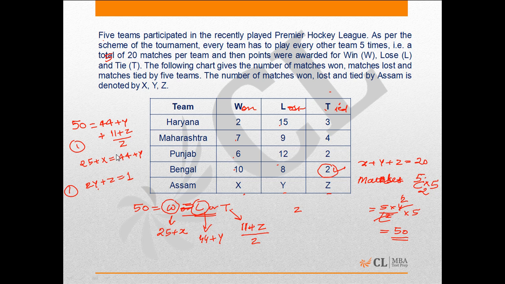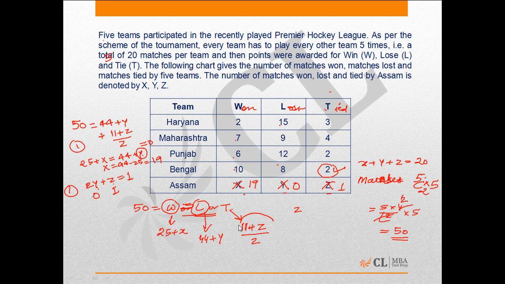Now it is given that y and z cannot be negative, right? These are the number of matches won or lost, sorry. So 2y plus z is 1. So the only value that can suffice is y being 0 and z being 1. So y comes out to be 0, z comes out to be 1. Now if y is 0, we will have x as 44 minus 25, which will give the final answer as 19. So x is nothing but 19.